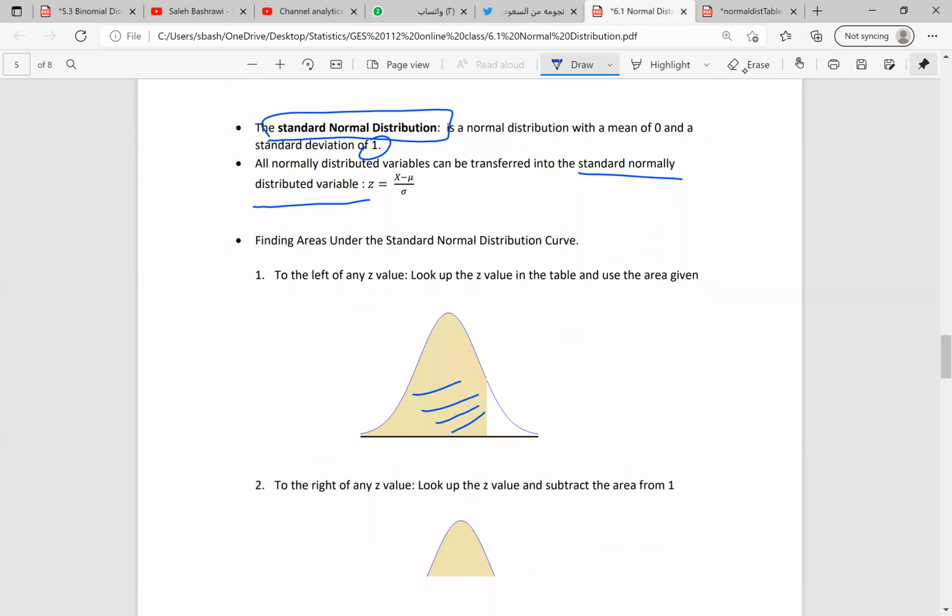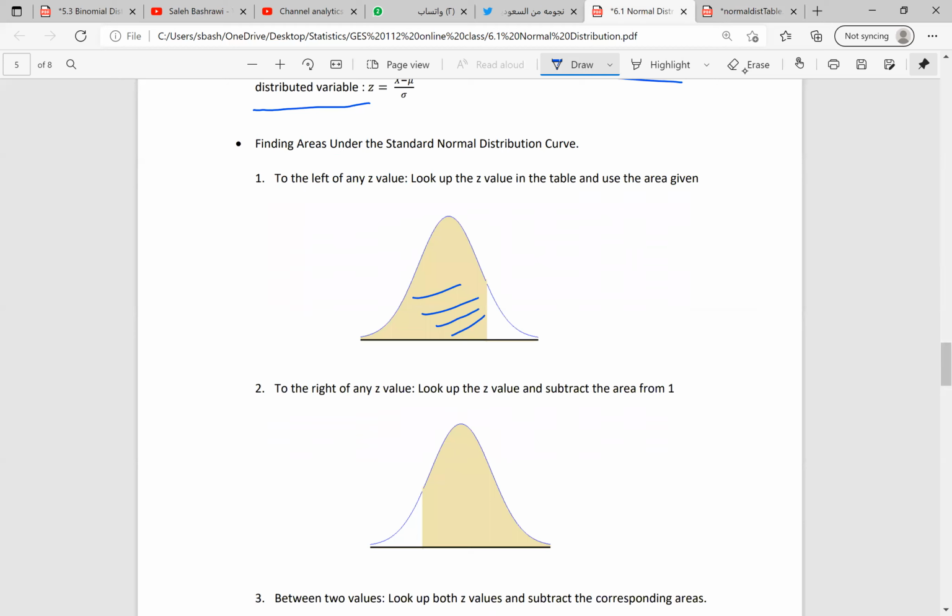Now the second case, if it is to the right of the z, look up for the z value and subtract the area from 1. So the area will be in this case 1 minus what's given in the table is the left area. If we need to find the right area, we have to subtract it from 1.